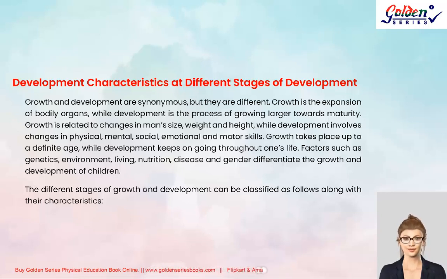Factors such as genetics, environment, living, nutrition, disease, and gender differentiate the growth and development of children. The different stages of growth and development can be classified as follows along with their characteristics.